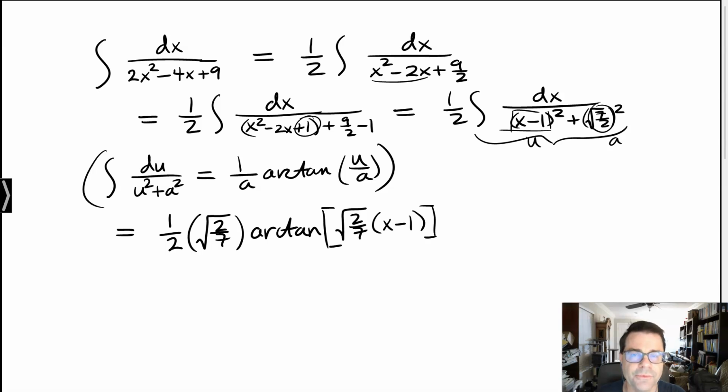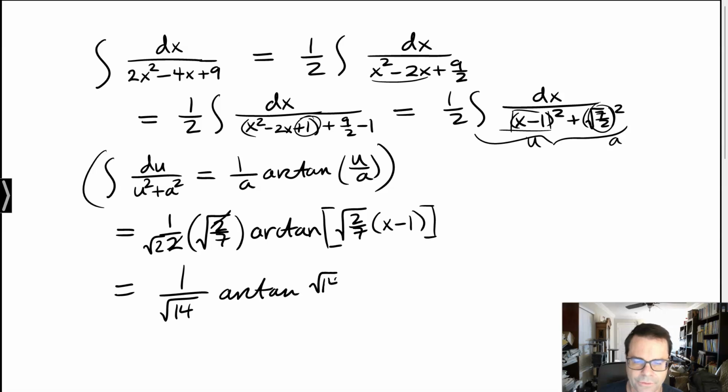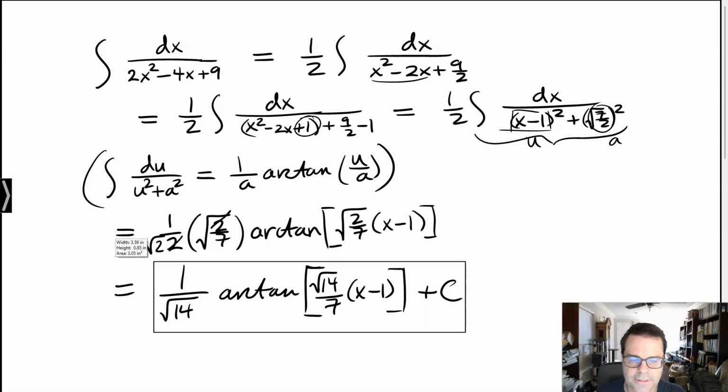And this is basically it. I'm just going to rewrite it a little bit. So let's write it as, what do we got here? We got a root 2 on the bottom. So I'm going to say that's 1 over square root 14 times the inverse tangent of, I will rationalize this, I guess, and say that it's square root 14 over 7 times (x minus 1). That's not really the most important thing. I could have just left that like that. And this is the final integral here.